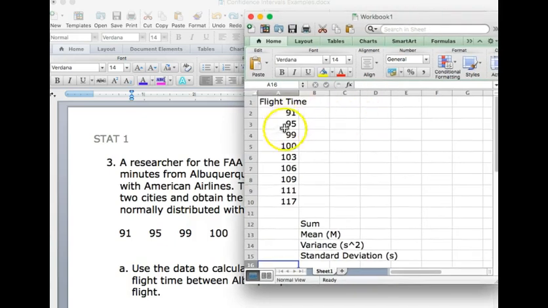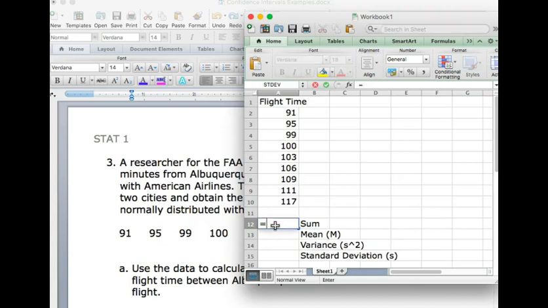So I've gone ahead and entered the data values, right? So in column A here, I've gone ahead and entered all 9 of the values, and I've labeled my column, of course. And so what I want to do is show you how to calculate the sum, the sample mean, the sample variance, and the sample standard deviation. All right, so let's start with sum so that you can show your work when you're doing your descriptive statistics, right?